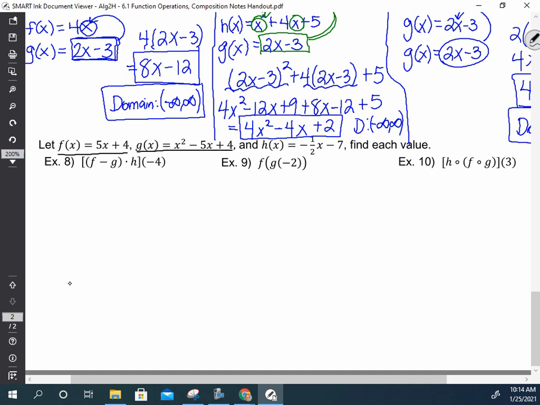So we got 3 new functions. Don't expect the functions to be the same all the time. Almost always there's a change now. So you have f minus g times h of negative 4. This is the same thing as f of negative 4 minus g of negative 4 times h of negative 4.